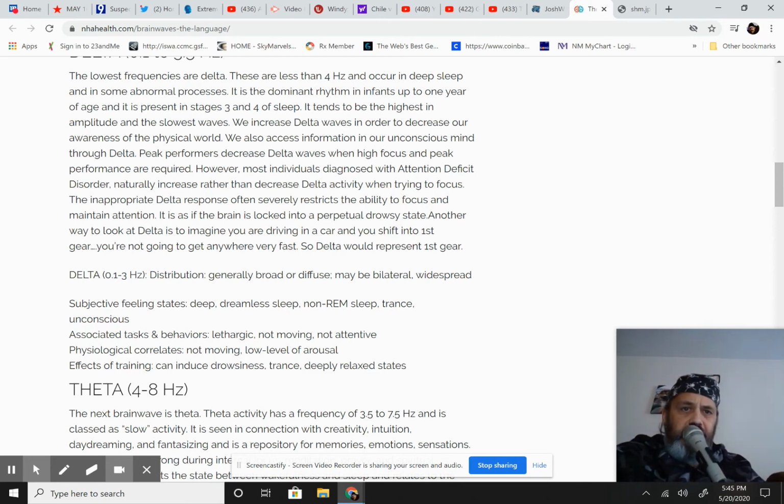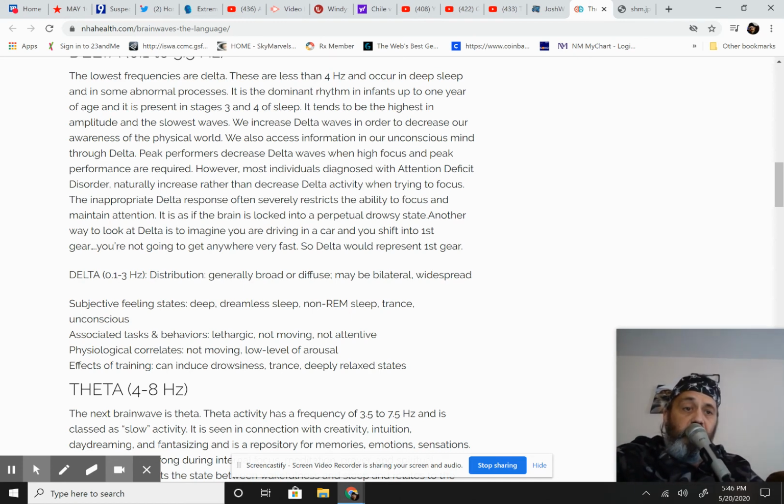This is crazy. The inappropriate delta response restricts the ability to focus and maintain attention. It is as if the brain is locked into a perpetual drowsy state. Another way to look at delta is to imagine you are driving a car and you shift into first gear. You're not going to get anywhere very fast, so delta would represent you're just stuck in first gear. Does anybody feel that this last couple of weeks? Especially the last 5 days.